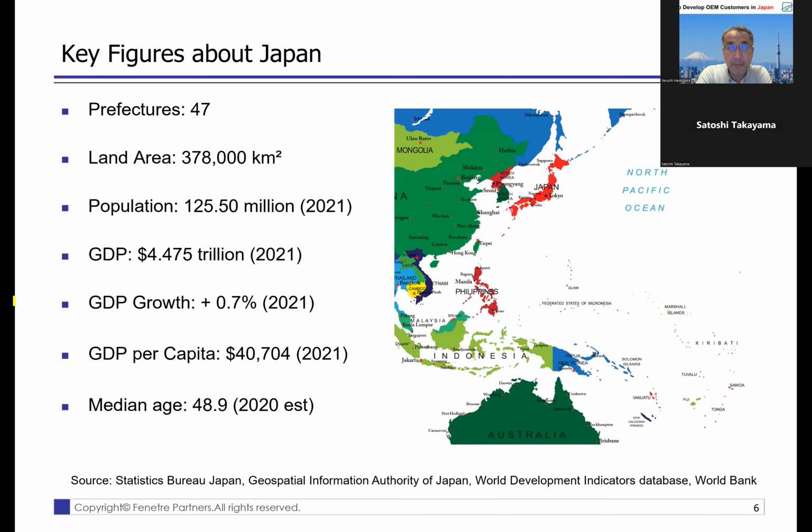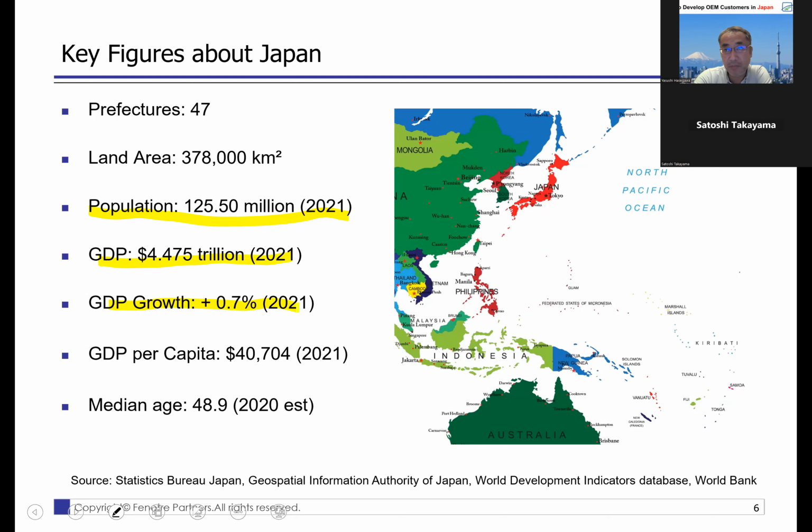On this slide, I'd like to explain some key figures. Population is like this, roughly 1/3 of the US and a bit more than Germany. And the GDP is here. It's still ranked world number 3. But in the past 3 decades, we had almost no growth, or I can say it's stable. The GDP growth is usually between 0% and 1%, almost nothing.